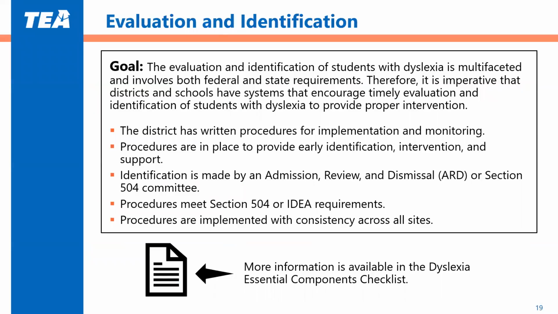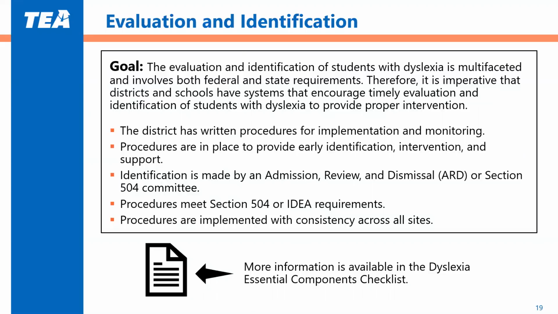Each of the remaining components of the checklist is structured in a similar way. The goal of the second section is to outline state and federal requirements for dyslexia evaluation and identification. The evaluation and identification of students with dyslexia is multifaceted, and thus it is imperative that schools and districts have systems in place that encourage timely evaluation and identification to provide appropriate intervention.